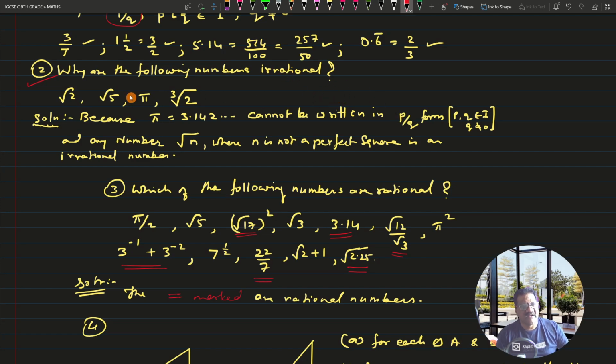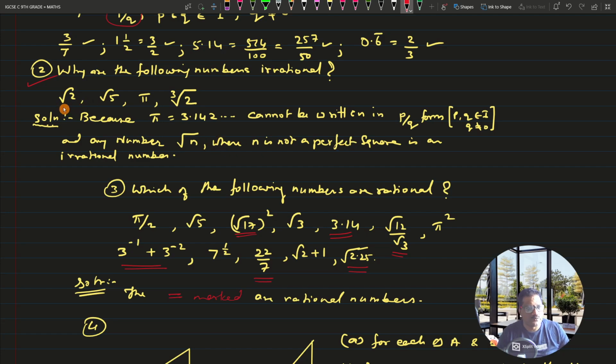Done. Now, the remaining three numbers are root 2, root 5, and cube root of 2. Now, any number of the form root n, where n is not a perfect square or a perfect cube, is said to be an irrational number. This is also discussed in our previous video. Any irrational number can be of the form root of something, and that something has to be not a perfect square or not a perfect cube. Then it will be irrational.